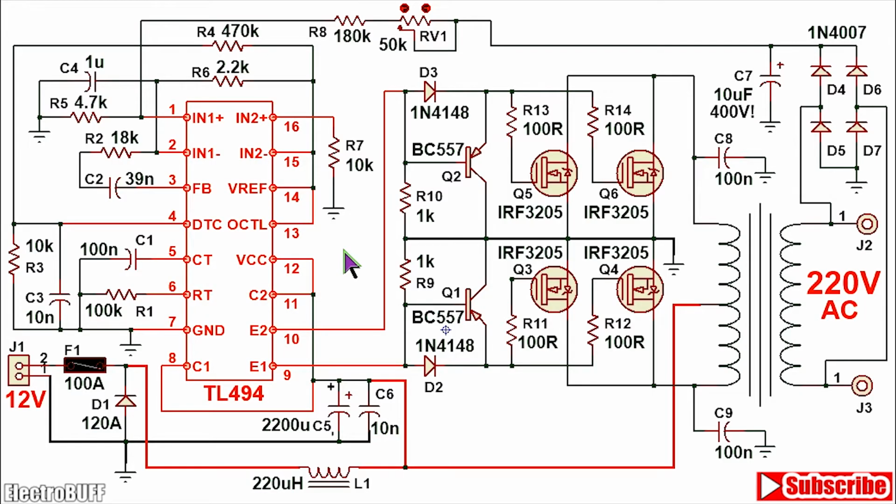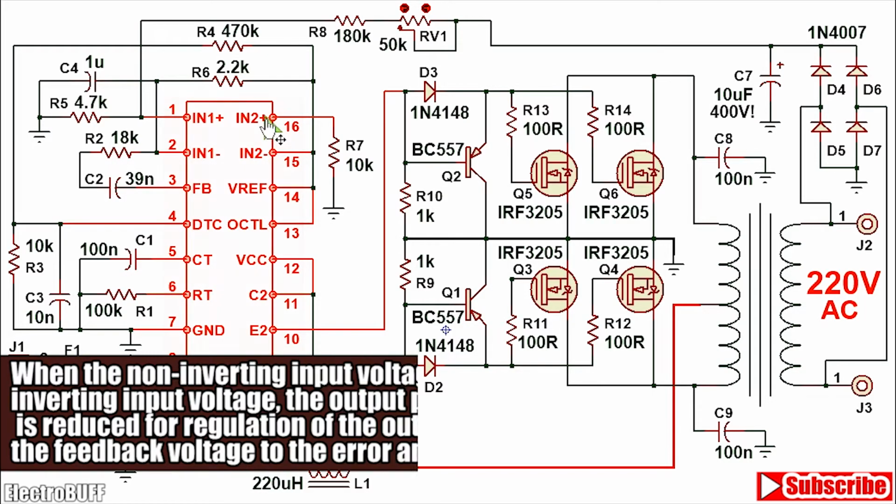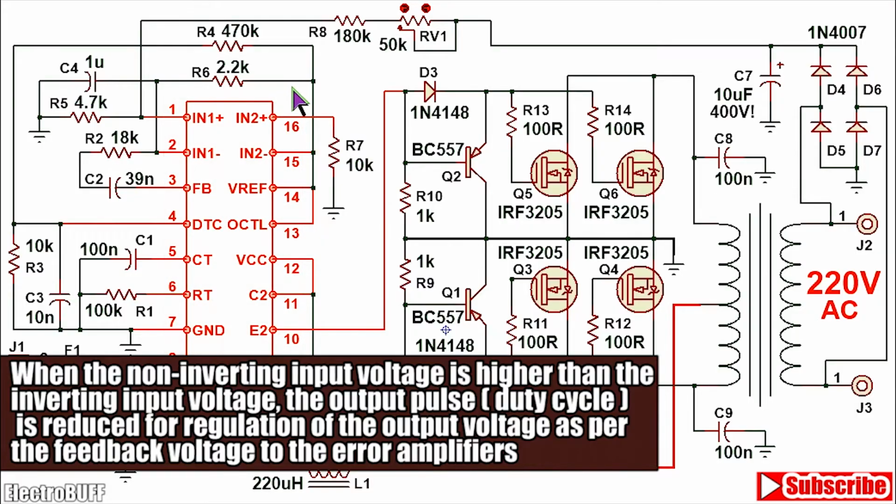The IC comes with two built-in error amplifiers. I'll be using one of those for output voltage feedback and regulation. The second one I have disabled by pulling down the non-inverting input pin 16 to ground via resistor R7 and pulling up the inverting input pin 15 to 5 volts generated by the reference pin 14.